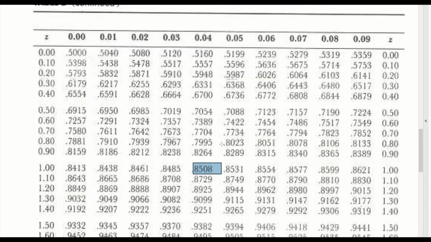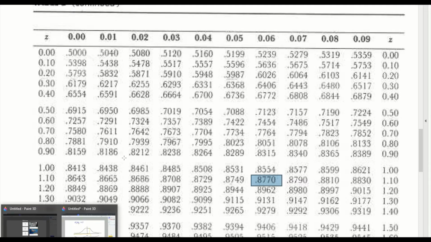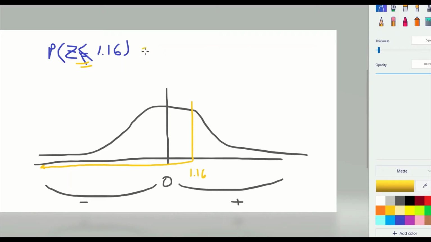So what we do is you go to the Z and you start looking for the 1.16. As we mentioned, it starts with 1.1, so that's the 1.10, and you have to tie it up with the 0.06 right here. So by tying up these two, you're going to find right there a value of 0.8770. This is the probability you're looking for. Okay, so this is equal to 0.8770.